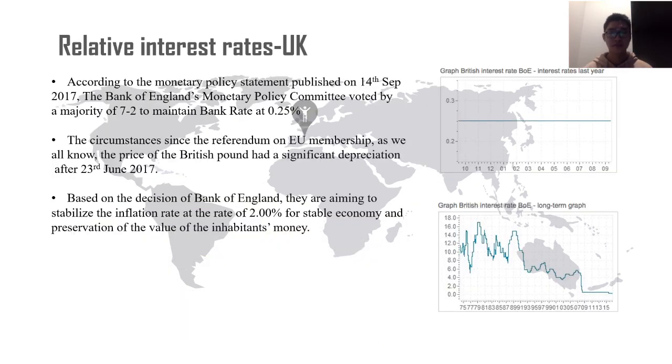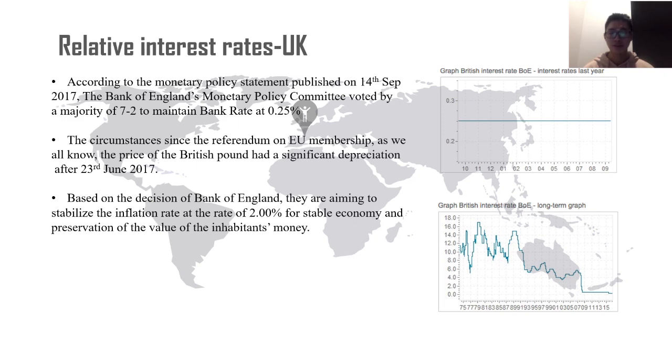According to the monetary policy statement published on 14th September 2017, the Bank of England Monetary Policy Committee voted by a majority to maintain bank rate at 0.25% and to stabilize the inflation rate at 2%, in order to keep a stable economy and preserve the value of the UK pound.